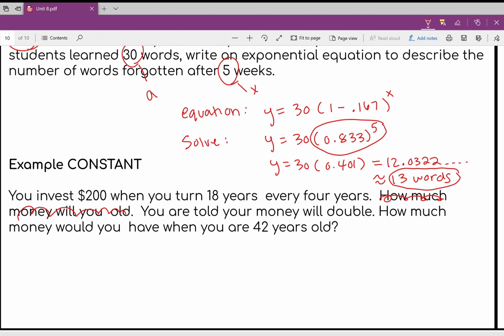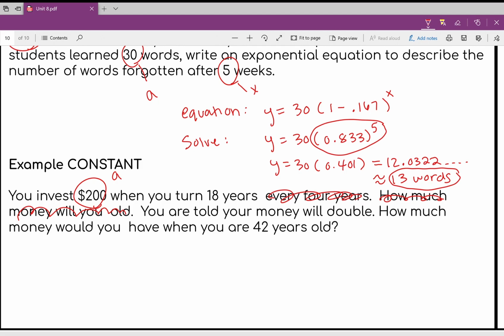So it says you invest $200 when you turn 18 years old. You are told your money will double. How much money would you have when you are 42 years old? Okay, so we're going to go ahead and label everything. So it says you invest 200. So that's what you start off with. So this is your A value. You are told your money will double.